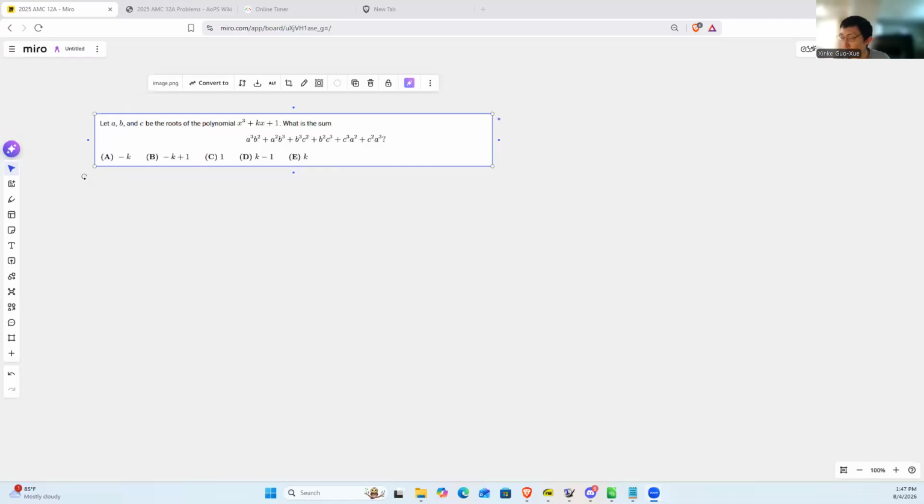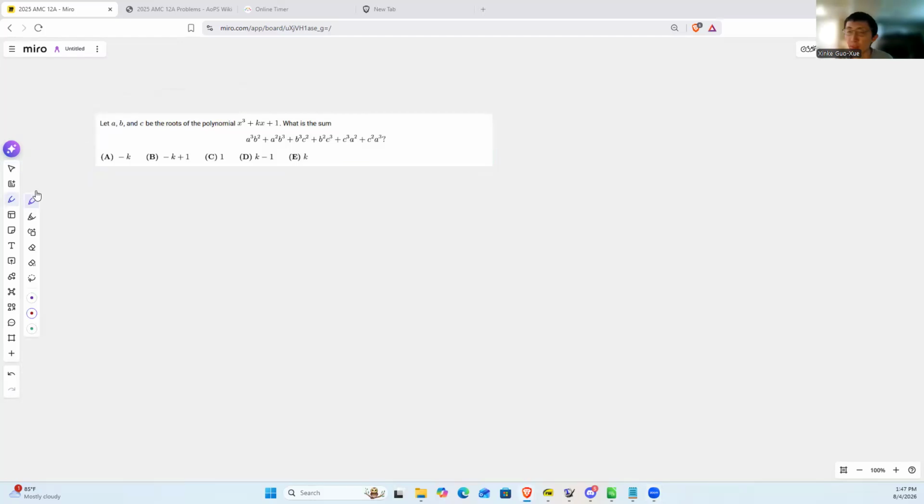Hello everyone. In this video, we'll talk about 2025 AMC 12A number 19. So the problem says, let A, B, C be the roots of this. What is the sum? What's interesting about the sum, right? It's got A cubes and something to the third, something to the second for all terms.